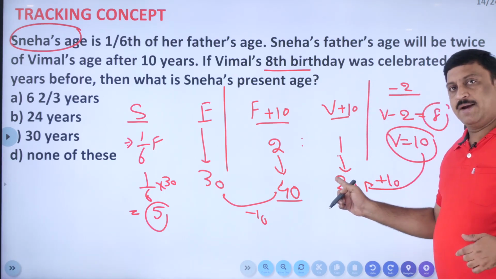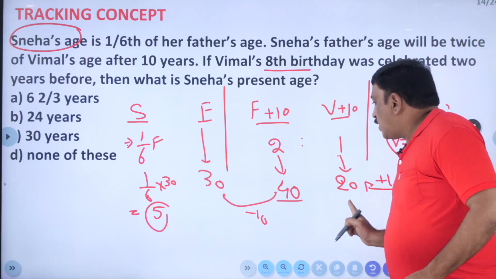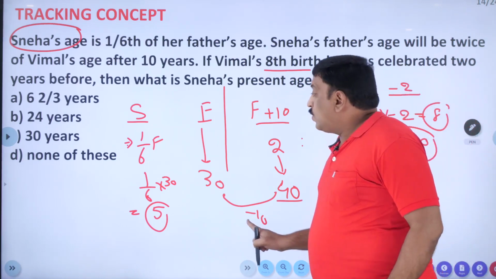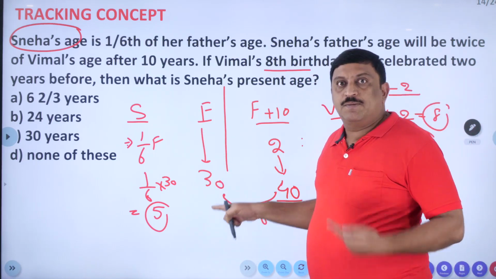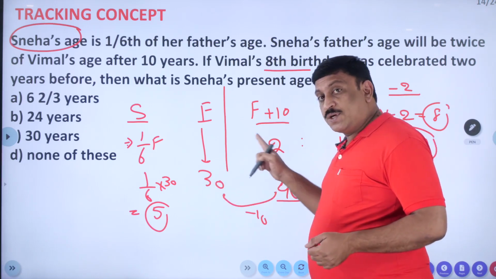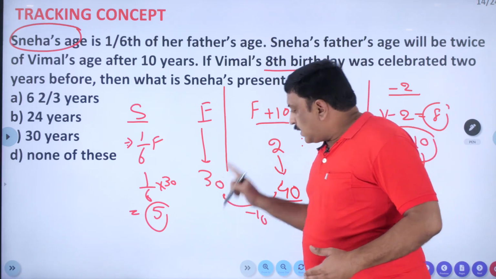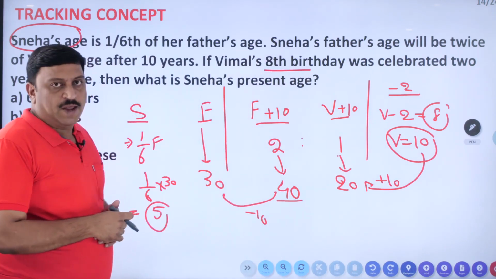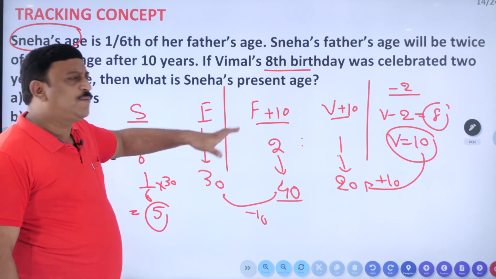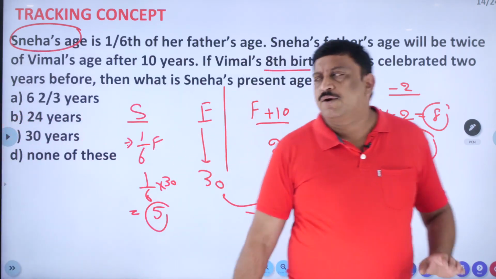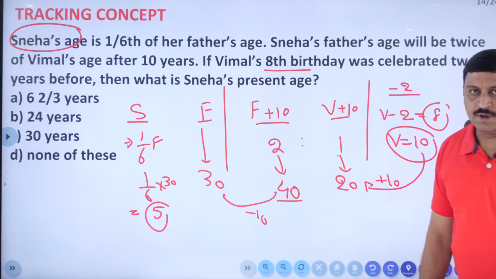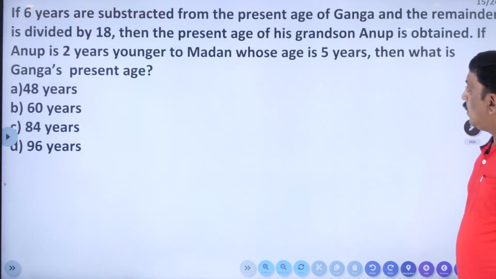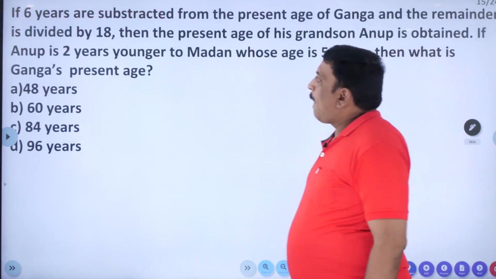That's why add 10. Then again, if this is 20, why? Because 120, so 240. Again 40, remove 10 and say that is 30. Why? Because this is after 10 years information, this is 10 present information. So that's why 30. If 30 is there, Sneha, obviously it is 1/6 of 30, that is 5. Understood? This is a typical mental ability type question, right? Tracking, we'll call it as tracking concept, right? Okay, coming to the next question, you try, then let us see this one.